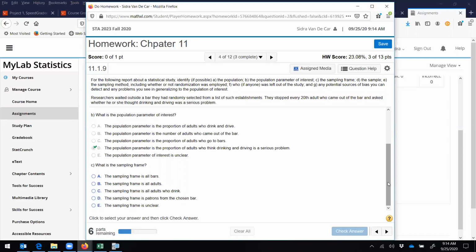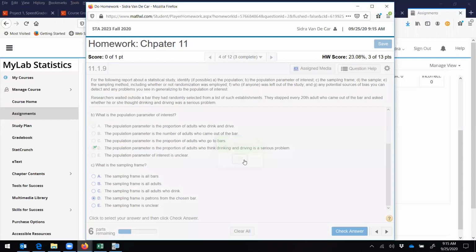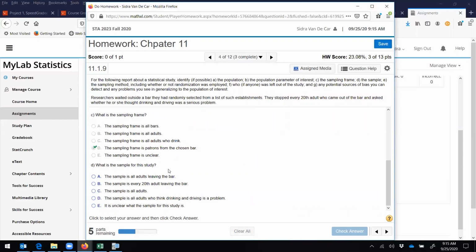Well, it says we selected one bar from a list of such establishments. So it's not all bars, all adults who drink, patrons from the chosen bar. It's going to be our closest answer there. Yeah. What is the sample for this study?